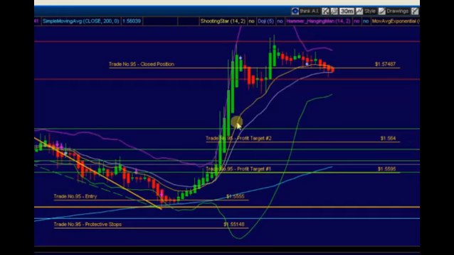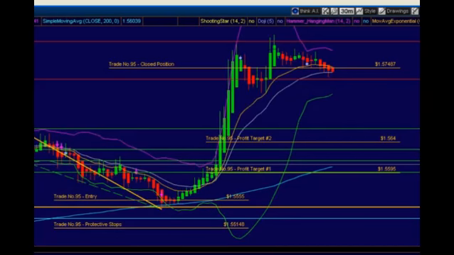Hit first targets, second targets, and once the market hit the 127 extension of the previous X to A trend, taking this extension, that's where I would consider the market to be at an overextended position. So that's where I closed the position to take out profits on the 3rd contract.